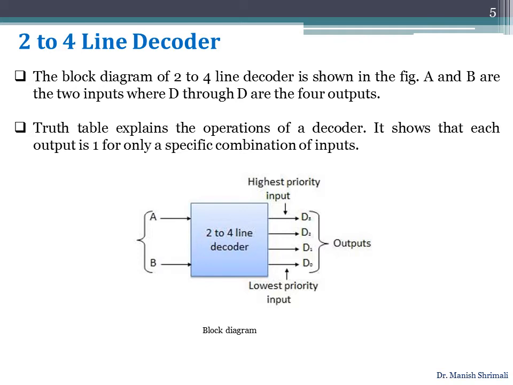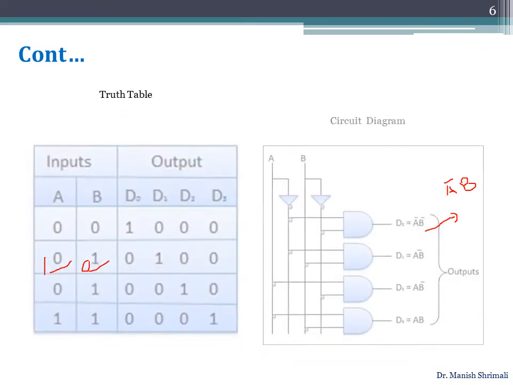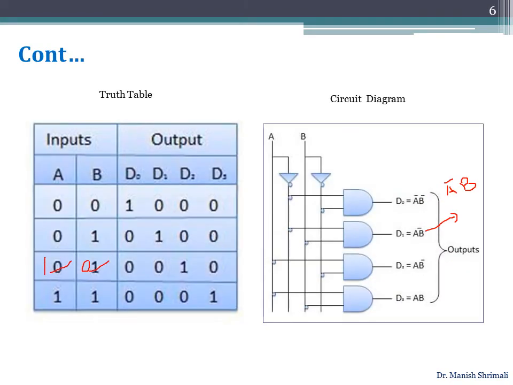The block diagram of the 2 to 4 line decoder is shown in the figure, in which there are two inputs A and B, and we have outputs D3, D2, D1, D0, where D3 is the highest priority input and D0 has the lowest priority input. Next, here you can see the truth table of this 2 to 4 line decoder and the circuit diagram.